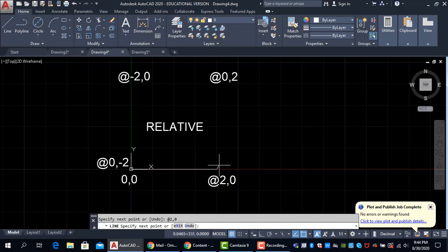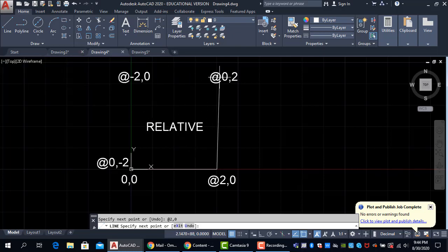Now notice here, it's going to be 0, 2. Okay? Which means that it's going to find this point not from the origin, but from this point right here, from the previous point. So what it's doing here, it's going 0 on X, so it's not going left or right, but it is going 2 on Y, straight up.